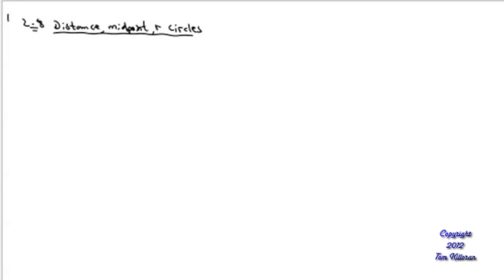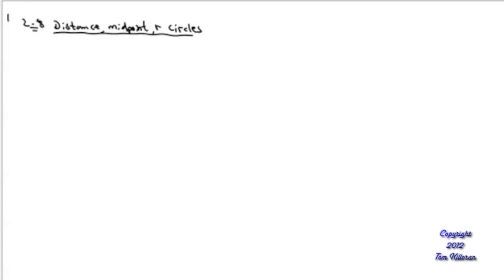So the way I do this is I don't just throw the formulas at you, show you how to use it, and go on my merry way. I show you where the heck the formulas come from, because I think that's more important than just being able to use a formula.